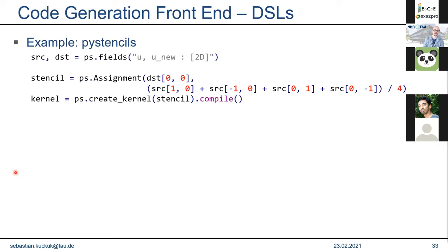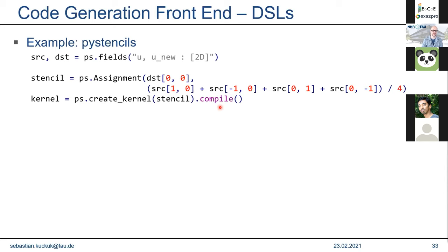And in this case, we want to have a look at one possible implementation as well. So this is again Python, rather straightforward. So you have some pystencils fields, which are 2D fields. Then you define your stencil as an assignment of the destination. And this kernel should look very familiar by now. And in the end, you create a kernel from the stencil and compile that, meaning map that to code.